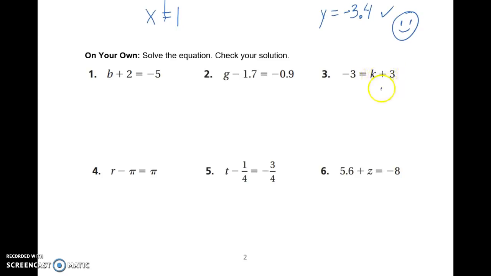Plus 3. So on this one, I'm going to go ahead and write it down for you. You're going to subtract 3 on both sides. Be careful when you do this math. That is not 0.